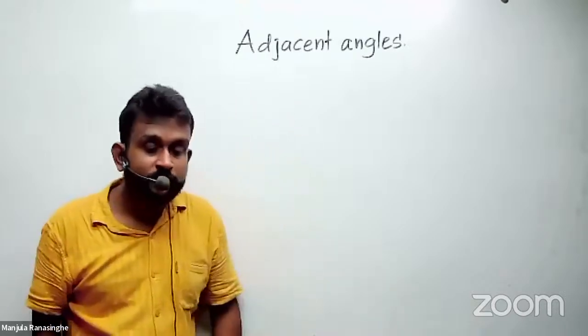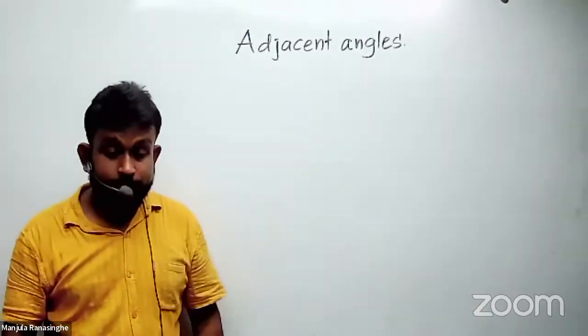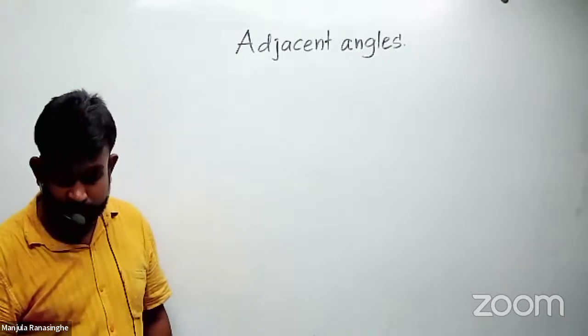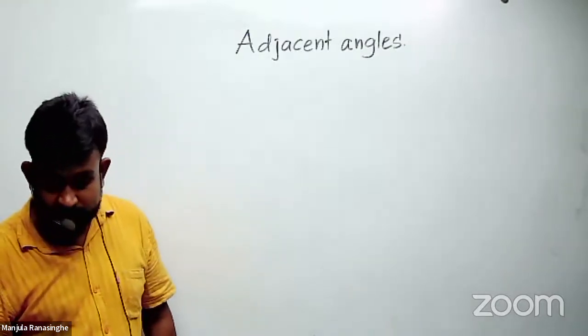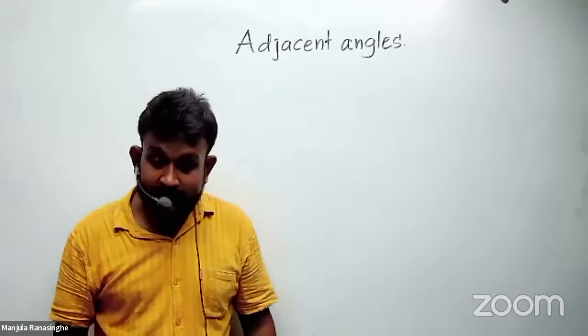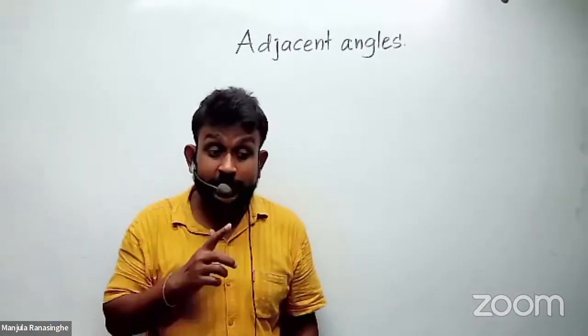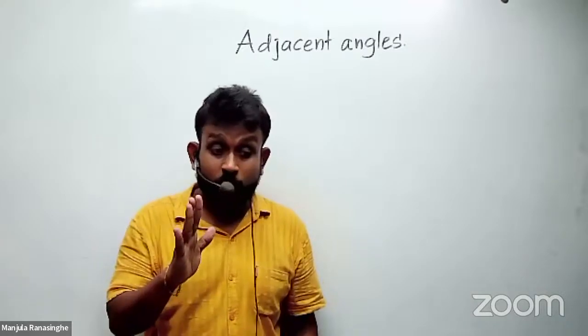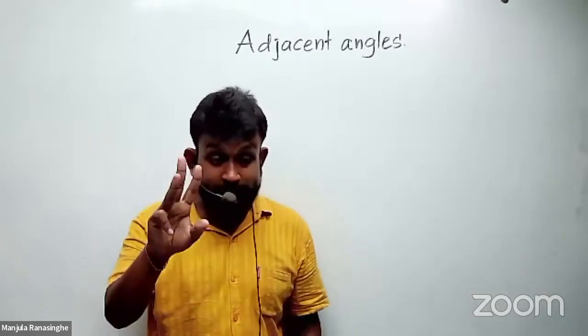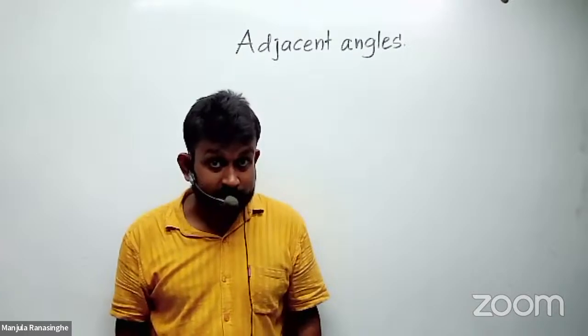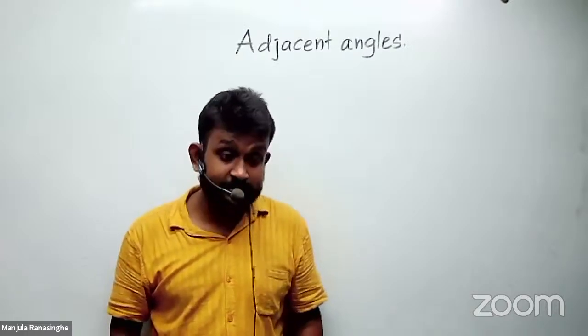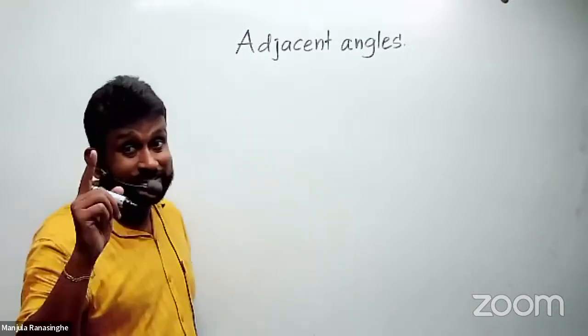Right. What is today's topic in the book? Adjacent angles. So now we are discussing adjacent angles. See there clearly. What are the adjacent angles? So you should have these important things, right? There are three conditions to be satisfied to become adjacent angles. So how many conditions? Three conditions.